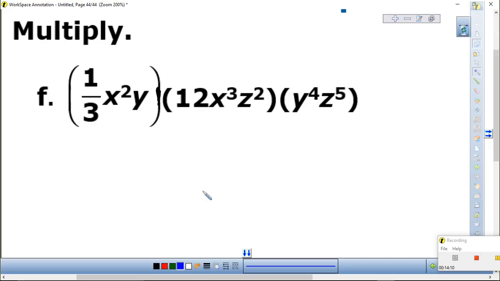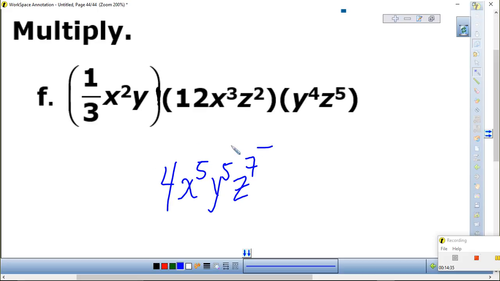Okay. Beto, what'd you get? Okay, Brian, what'd you get? I got 4x to the 5th power, y to the 5th power, z to the 5th power. Hands up if you got that.